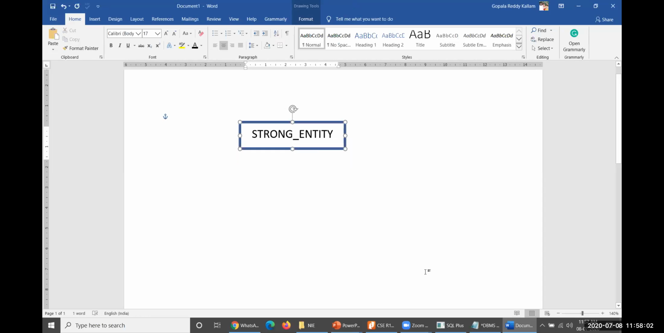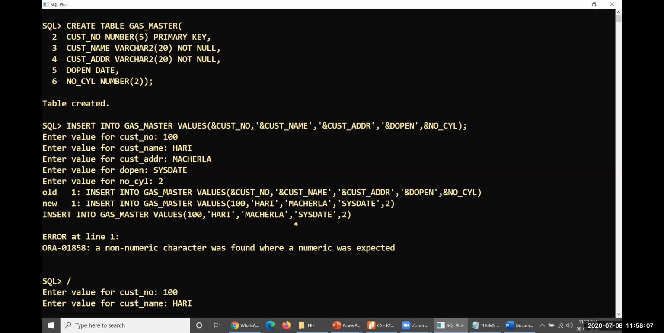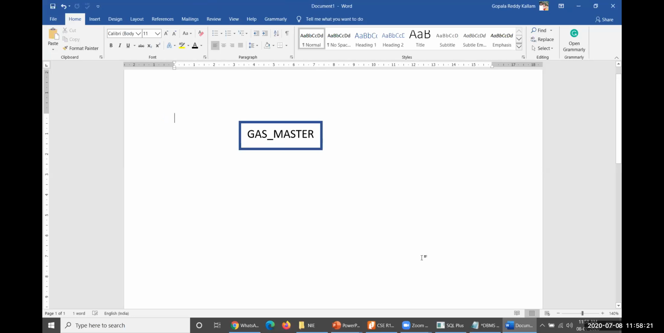For example, I created just before one particular entity here. That entity name is gas master. If you want to represent that one, you write GAS_MASTER. All capital letters must be used while writing into this table. This is a strong entity. If you look into the entity relationship diagram, obviously you have to specify whether it is a strong entity or a weak entity. Immediately you can identify it, because the line with this entity will be a solid line, and that is called a strong entity.